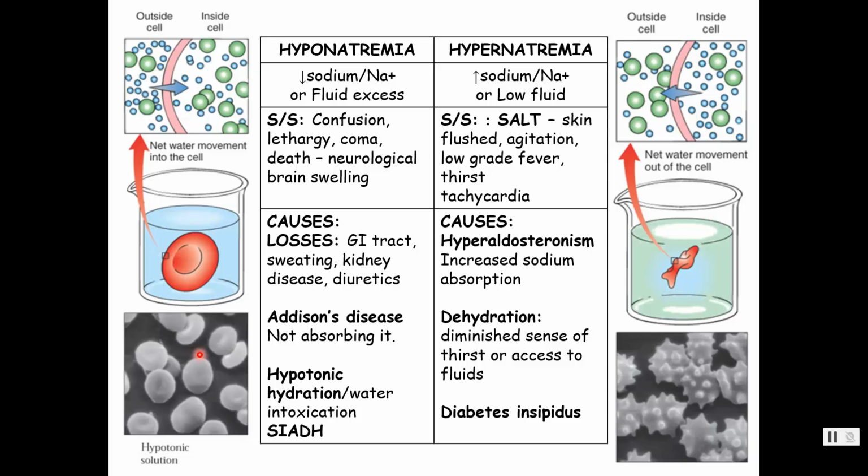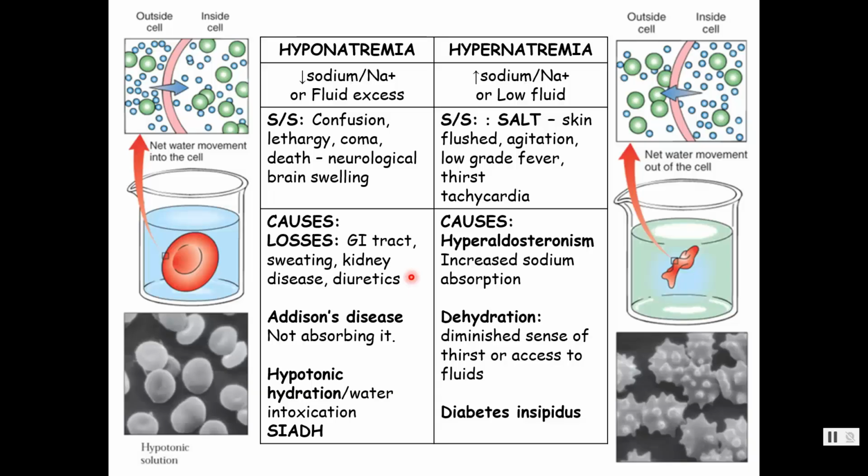Cell swelling in the central nervous system is not a good thing. So you're going to see some neuromuscular dysfunctioning. You're going to see some confusion, lethargy, coma, and even death. And we talked about that already with water intoxication. So hyponatremia and water intoxication are basically the same thing. So you're going to have neurological brain swelling. So very bad.